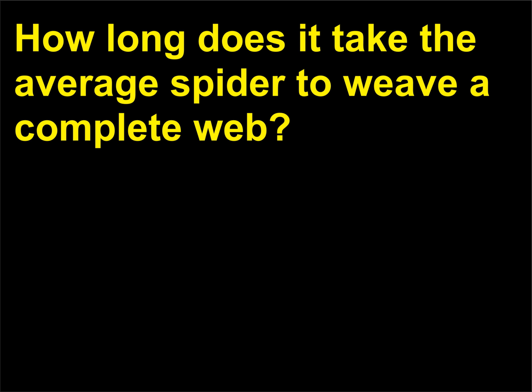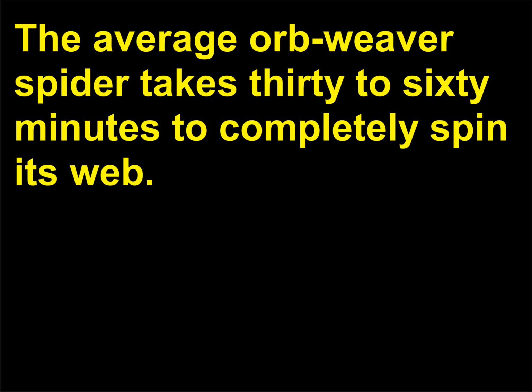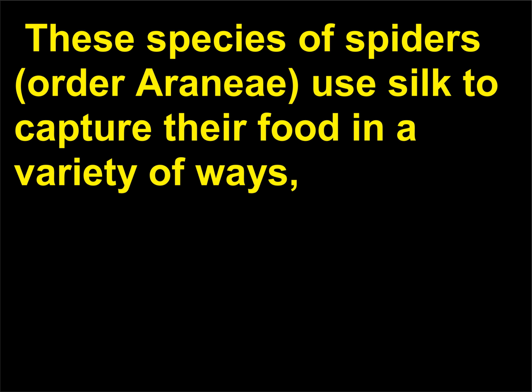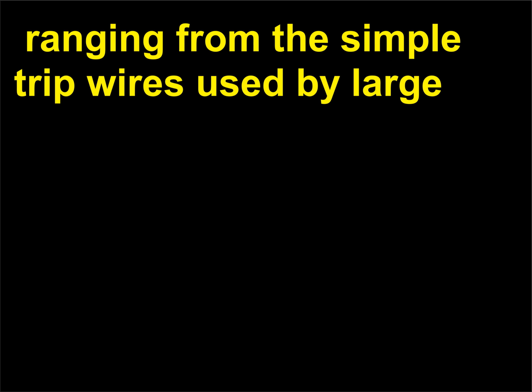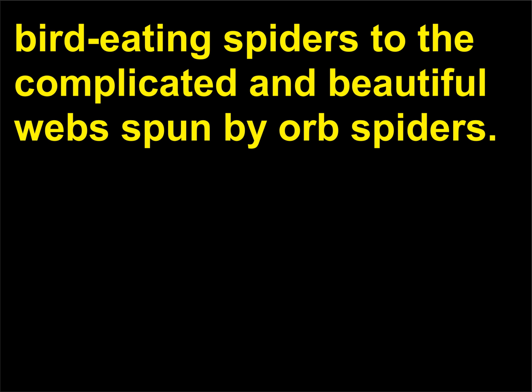How long does it take the average spider to weave a complete web? The average orb weaver spider takes 30 to 60 minutes to completely spin its web. These species of spiders, order Araneae, use silk to capture their food in a variety of ways, ranging from the simple tripwires used by large bird-eating spiders to the complicated and beautiful webs spun by orb spiders.